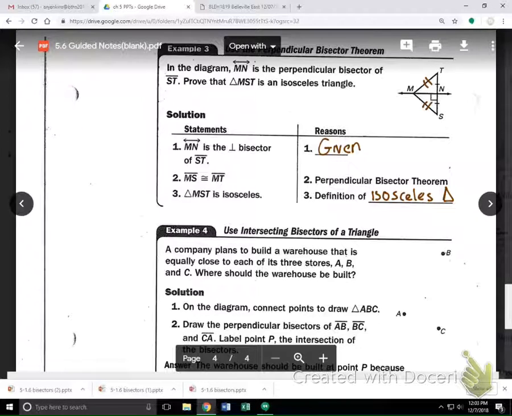Our last one. I'm going to scroll up so you can see the whole thing, okay? All right.